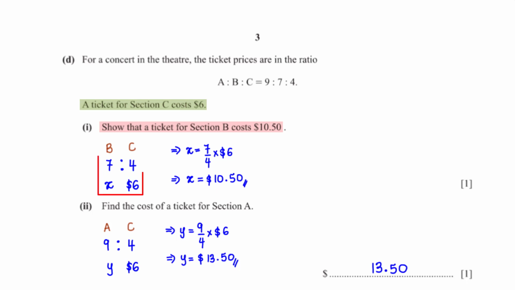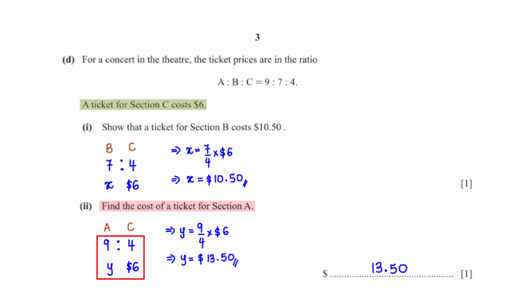We know the ratio B is to C is 7 is to 4, and we've also been given the cost of a ticket for Section C to be $6, and we want to find the cost of a ticket for Section B. This is what we are calling X. When we cross multiply and make X the subject, this is what we have, which is equal to $10.50. Find the cost of a ticket for Section A.